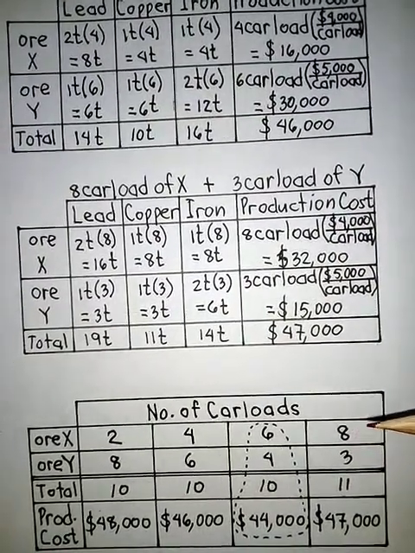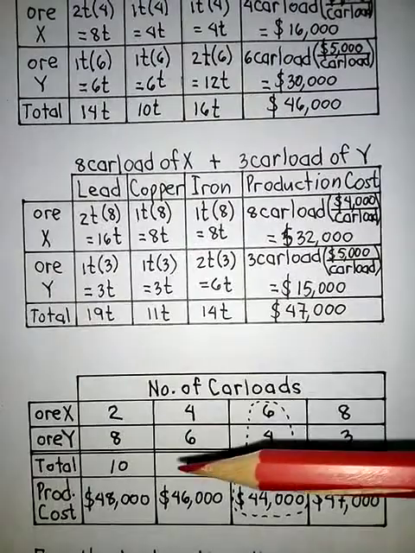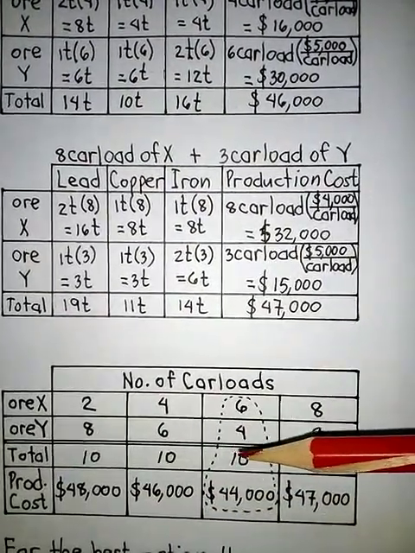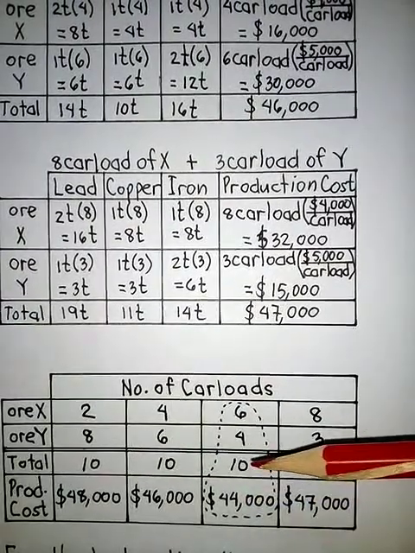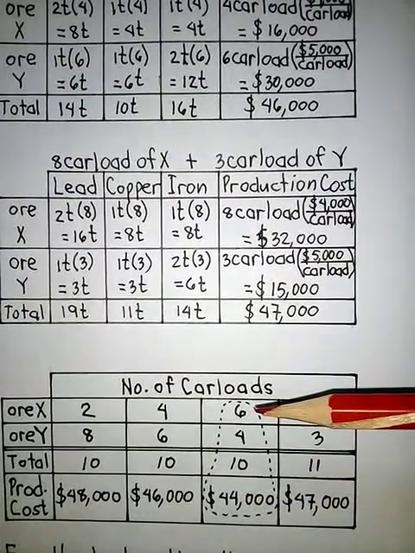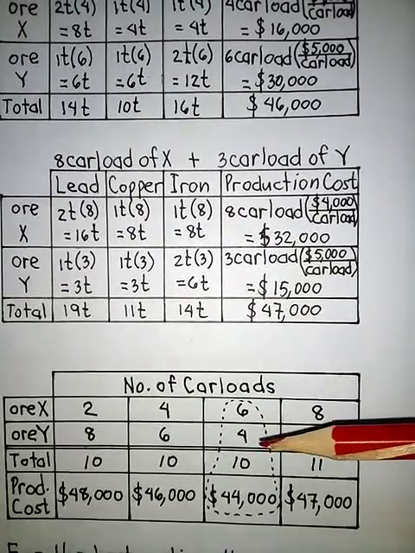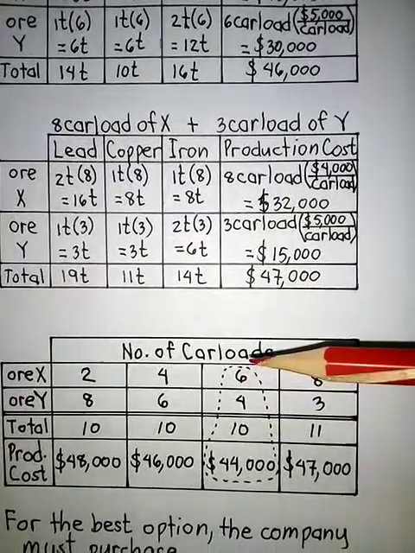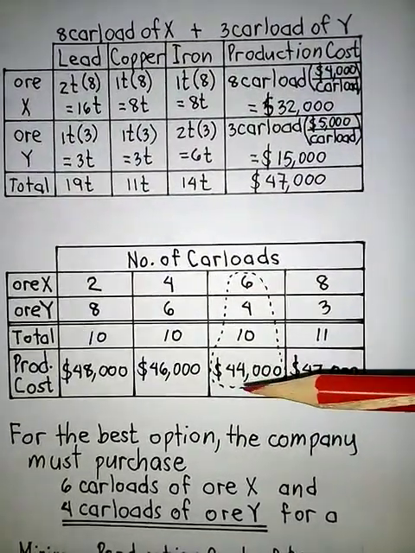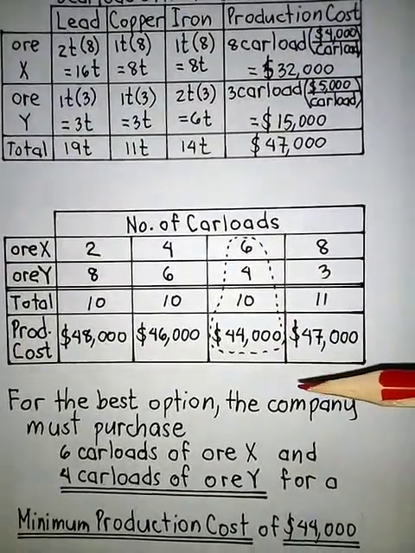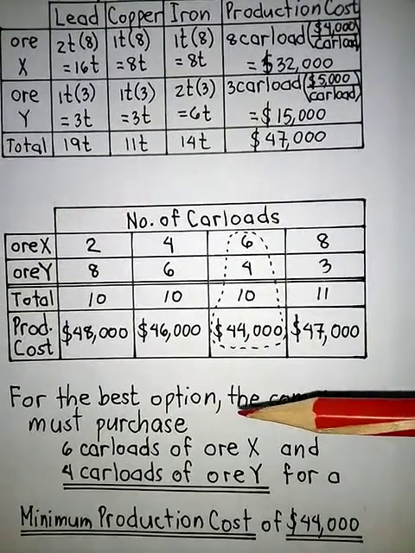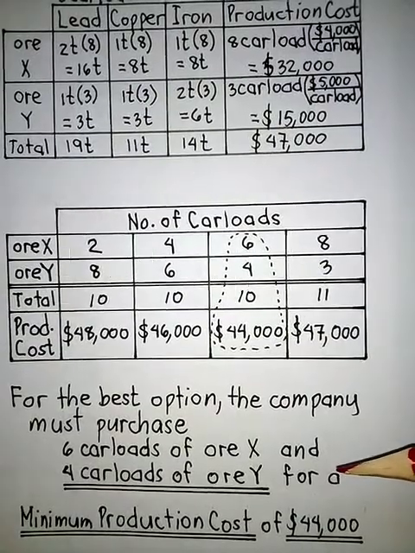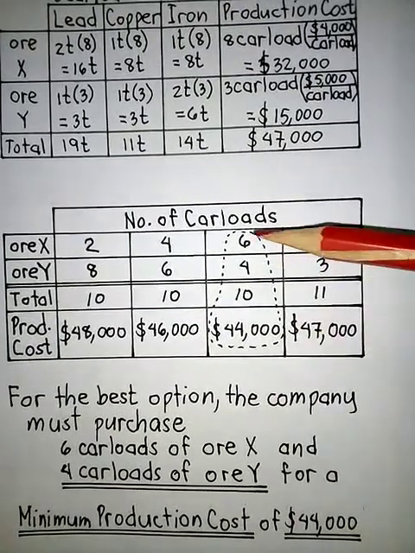So if we also tabulate the production cost, we will get the most advisable, or the minimum production cost, by purchasing 6 carloads of ore X and 4 carloads of ore Y, which will only cost $44,000. So here, for the best option, the company must purchase 6 carloads of ore X and 4 carloads of ore Y, and the minimum production cost is $44,000.